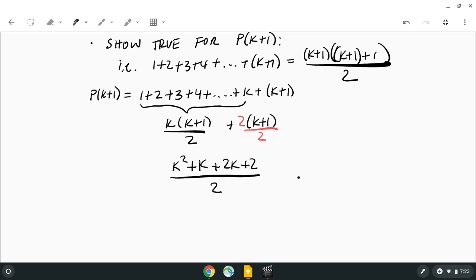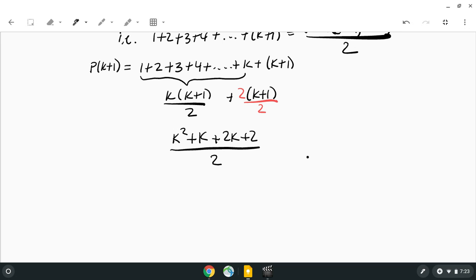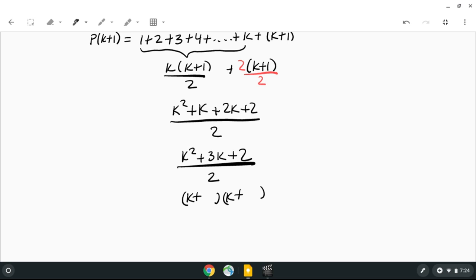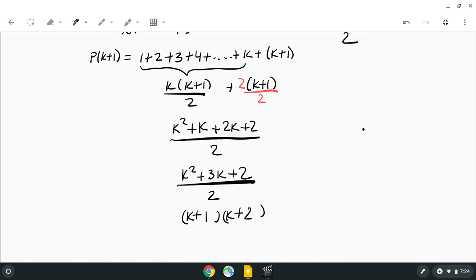Okay, so I can combine the like terms, k and 2k. That gives me 3k. And I can factor that out. k and k plus 1 and 2. Okay. If you have a k plus 1 factor, you probably want that one first because generally it's out in the front somewhere.